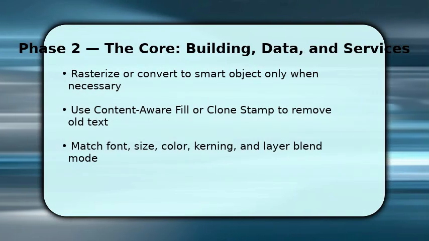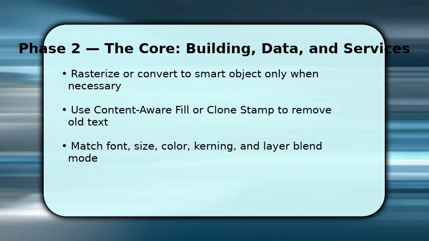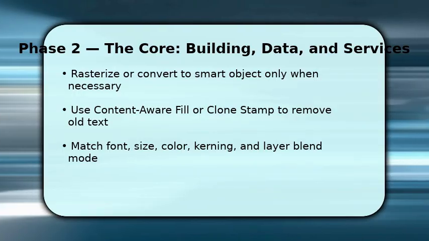Now you handle the core work, removing or changing the text. If the text is rasterized, carefully use content-aware fill or the clone stamp to clear the area. Make sure to work on the duplicated layer so you can compare changes. Then add new text with the type tool, choosing a matching font, size, and color.